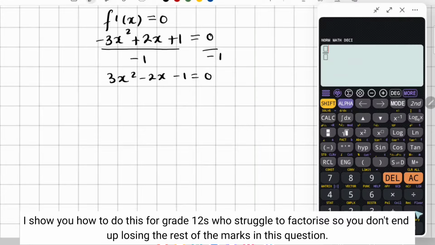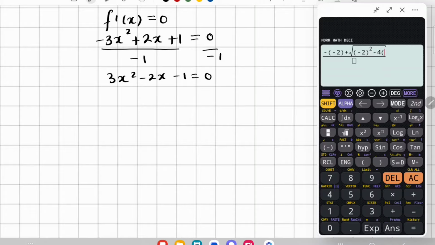So we can just go ahead and say negative b, so that's negative, and b is negative 2. So negative, bracket negative 2, plus minus, I'll start with the plus, square root of b squared, but b is negative 2, so negative 2 all squared, minus 4, and then a is 3, and then c is negative 1, over 2a, and a is 3. Okay, so you see the first solution we get is 1.